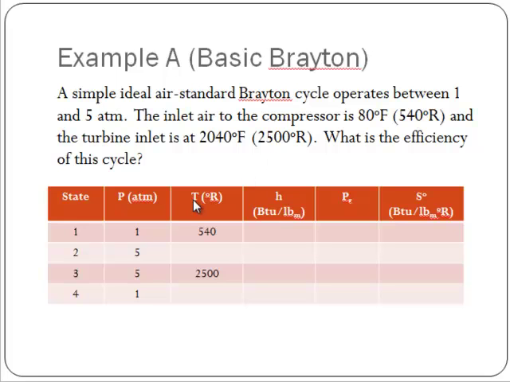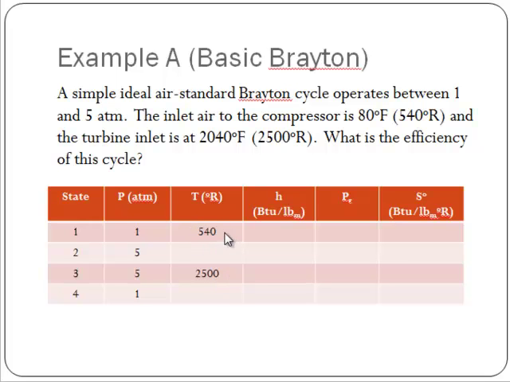So the given information is that the low pressures, which are states 1 and 4, are 1 atmosphere. The high pressures, states 2 and 3, are 5 atmospheres. And the temperature at the very beginning, state 1, is 540 degrees R. And at state 3, the inlet to the turbine or the exit from combustion is 2500. So now we need to go gather data.